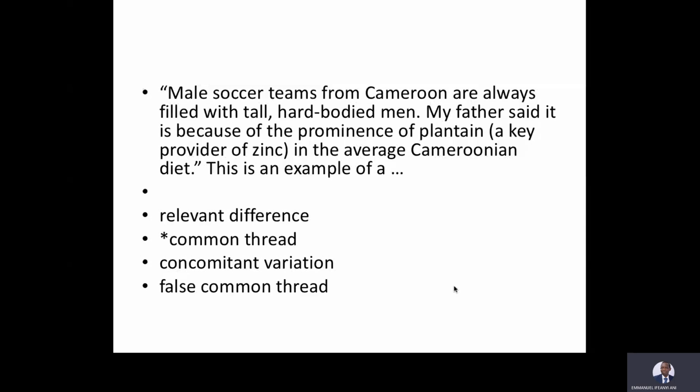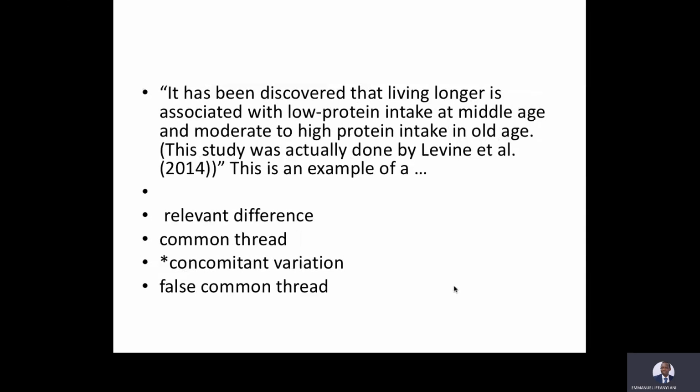It has been discovered that living longer is associated with low protein intake at middle age and moderate to high protein intake in old age. This study was actually done by Levin et al. 2014. This is an example of what?